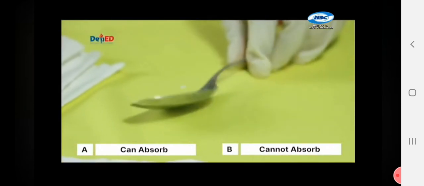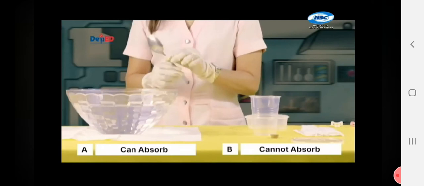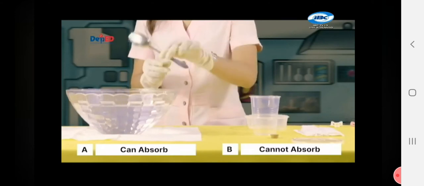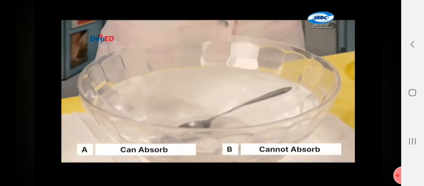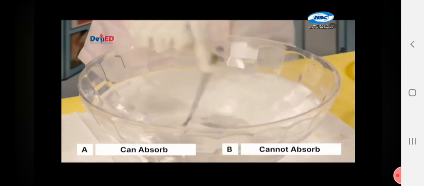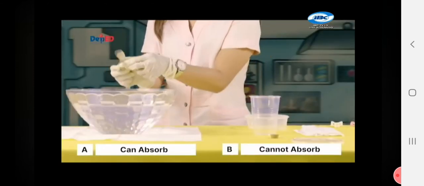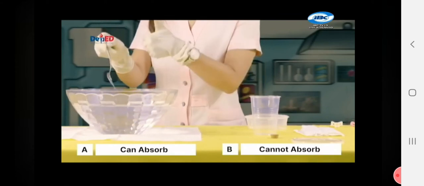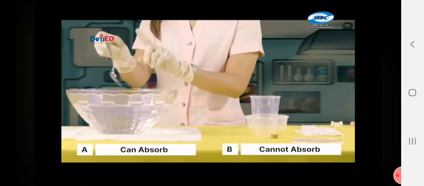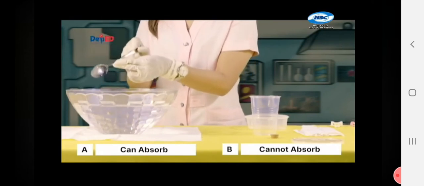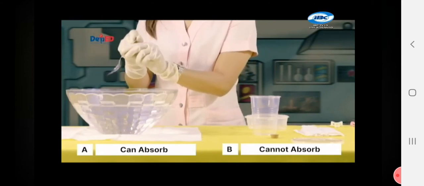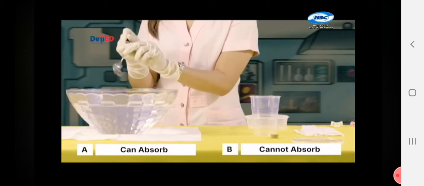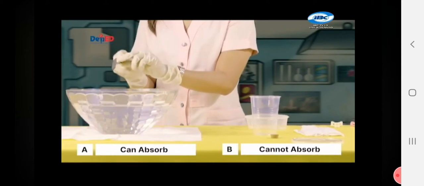Our fifth material is spoon. If you have written spoon under the column cannot absorb water, you are correct. A spoon does not absorb water. It has no pores. That is why it does not have a special property called porosity.